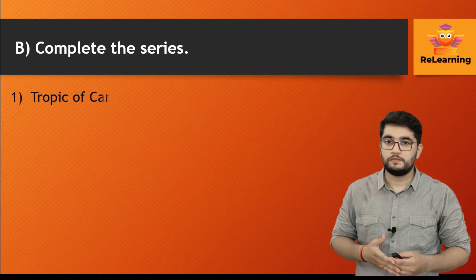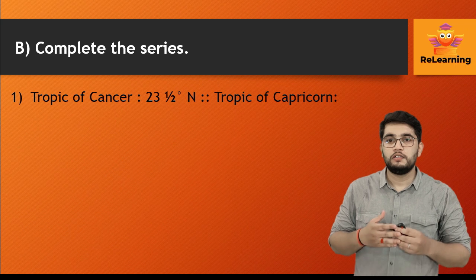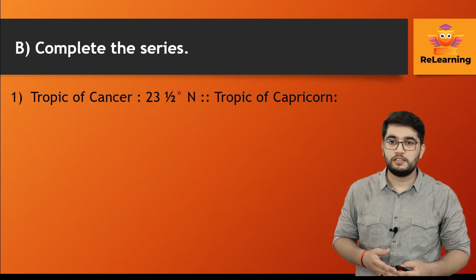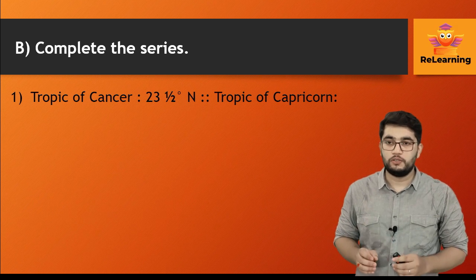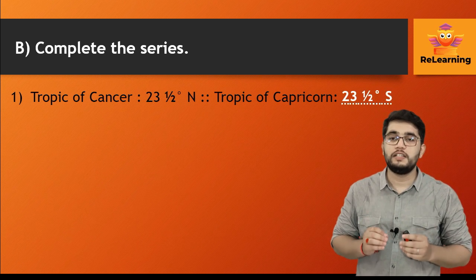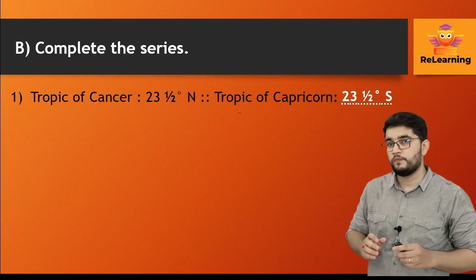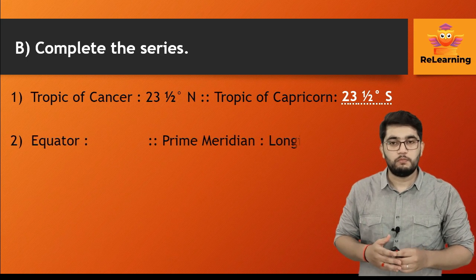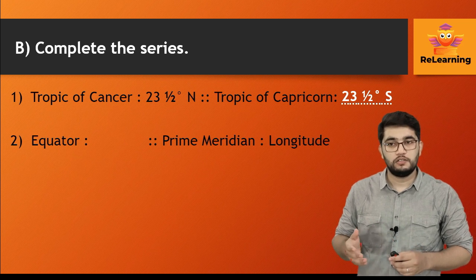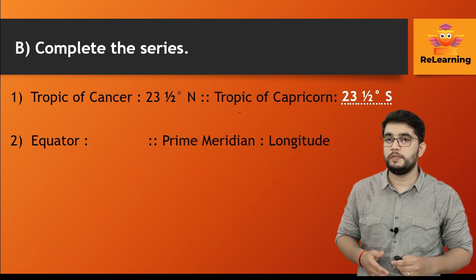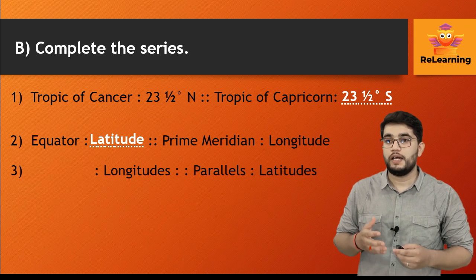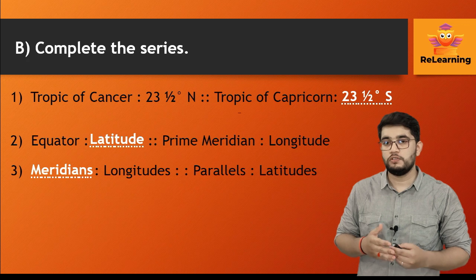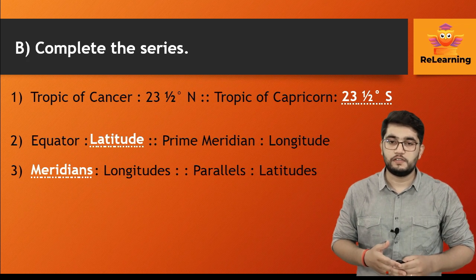Let's see the next question. Complete the series. In this series, the first one is given, Tropic of Cancer 23.5 degrees north and Tropic of Capricorn, it will be 23.5 degrees south. Equator, blank; prime meridian, longitude. So obviously equator will be latitude. Dash is to longitudes, parallels are to latitude. So the answer is meridians.